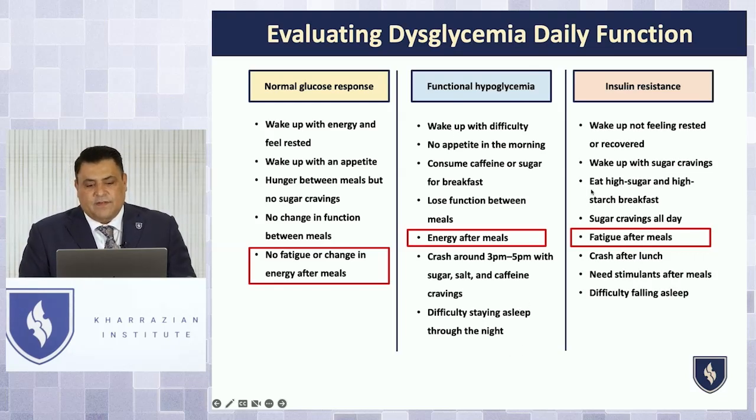And people have insulin resistance. They wake up not feeling rested, recovered, maybe even feeling pain, swollen, inflamed from the insulin resistance. Wake up with sugar cravings, really crave sugar, something sweet in the morning, sugar cravings all day, fatigue after meals, crash after lunch, need stimulants after meals, difficulty falling asleep. So these types of insulin resistance patterns are going to absolutely disrupt normal neurochemistry.